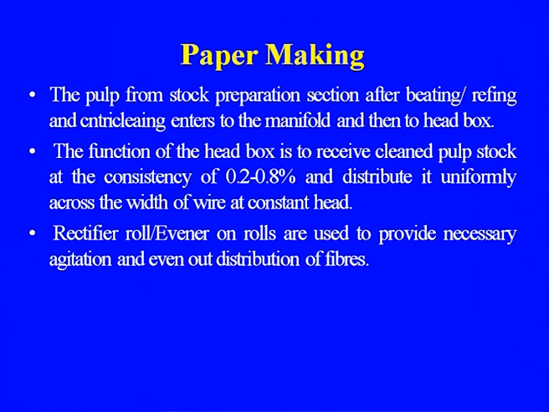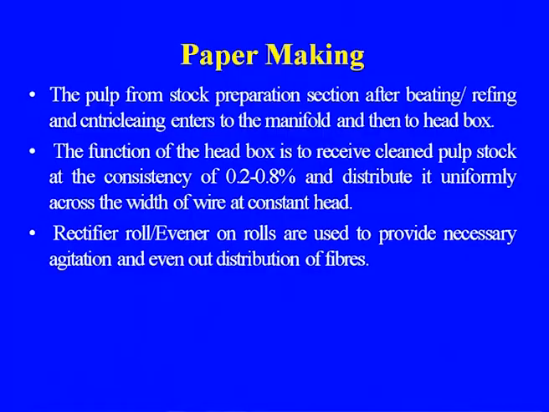The function of the head box is to receive clean pulp stock at a consistency of 0.2 to 0.8%, meaning the rest is water. So you can imagine how dilute the pulp slurry is that we are distributing, and the drainage of the water is very important. From the head box it is distributed uniformly across the width of the wire part of the machine at constant head. So this is very important.